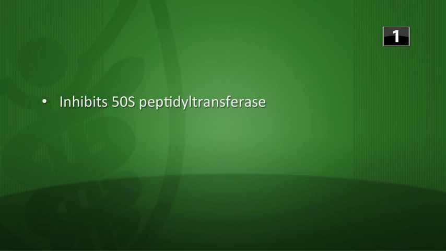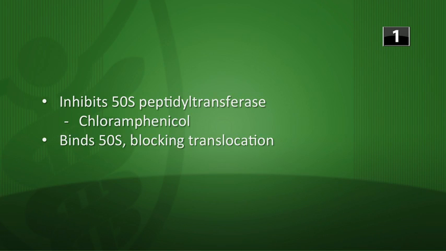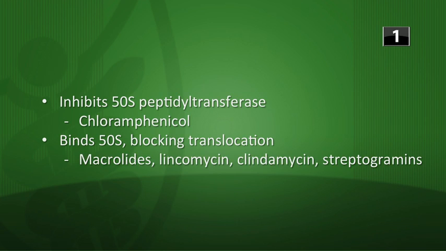It's time for the 3-question war for Biochem 2. Let's get going. Which antibiotic matches each of the following descriptions? First one here is inhibits 50S peptidyltransferase, that's going to be chloramphenicol. Binds the 50S, and it's going to block translocation, that's going to be the macrolides, lincomycin, clindamycin, and the streptogrammins.